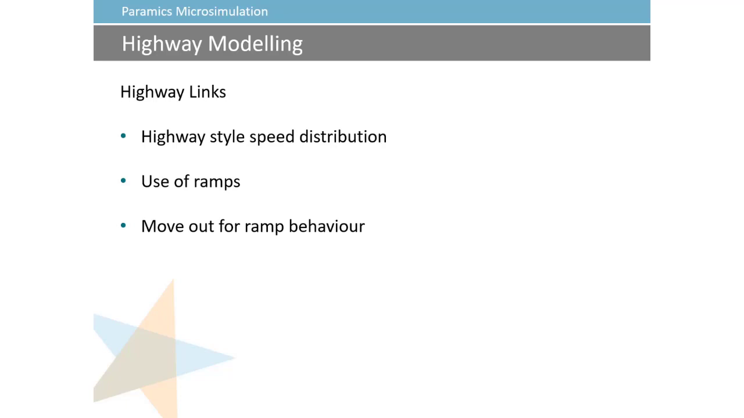So first of all, let's look at highway links and why you might want to use them. With highway links, you get what I'll call a highway style speed distribution. That is, slower vehicles stick to the inside lane and faster vehicles will overtake them using lanes 2 or 3 or higher, depending on the number of lanes you've got. The highway links also allow you the use of the ramps function in Paramics. The ramps function is a way of connecting the rest of your network to your highway, and when you use a ramp function, you get the courtesy move out for ramp behavior, which is when vehicles on the main line, if they see a vehicle joining on a ramp, will try and move out from lane 1 to allow there to be a gap for the vehicles on the ramp to merge in.